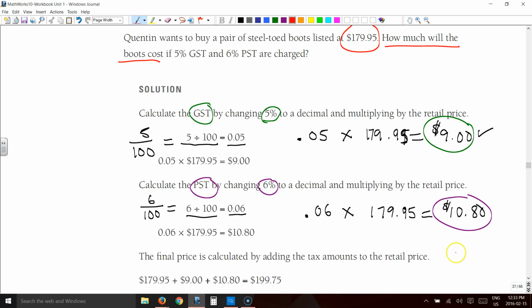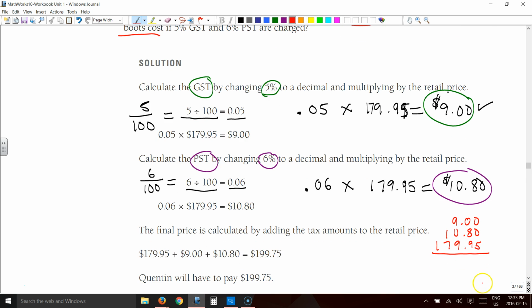So we'll simply take $9, $10.80, and the original $179.95. Let's add all of those up, the two taxes and the original amount, and you guys will punch into a calculator and get $199.75 as your out-the-door price. That is how much will be charged on the credit card or the Interac card, or that's how much cash will be charged.